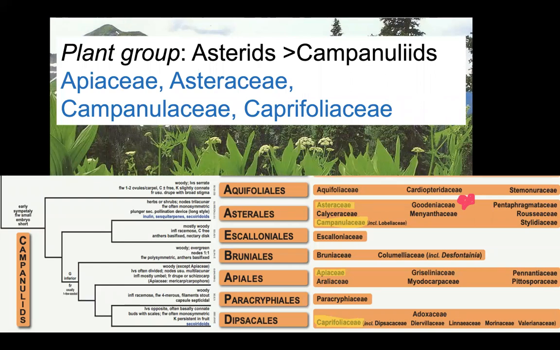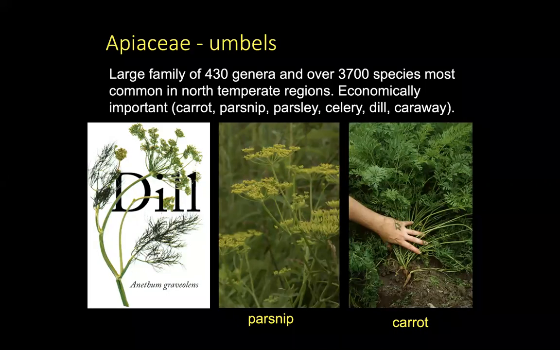I put a little heart next to Goodeniaceae in the Asterales because that is one of the two plant families that I study and love so very much. We will also be looking at the honeysuckle family, the Caprifoliaceae in the Dipsacales. Okay, let's start with the Apiaceae, which is the carrot family or the umbel family.